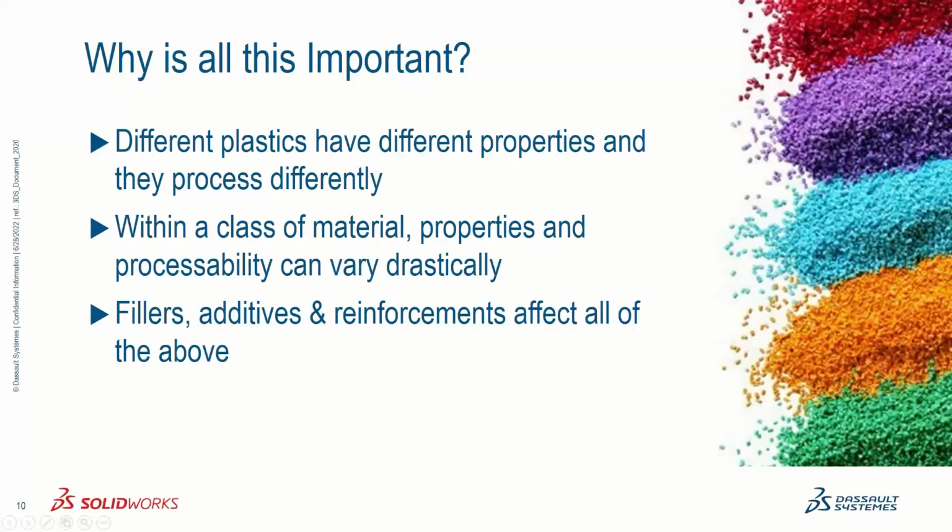So why is this all important? Well, I think it's important because different types of plastics have different properties and they all process differently. For example, if we look at some amorphous materials, say like polycarbonate versus acrylic. Now, both of them have excellent optical properties and therefore are good for lens applications. But polycarbonate has better impact strength than acrylic.